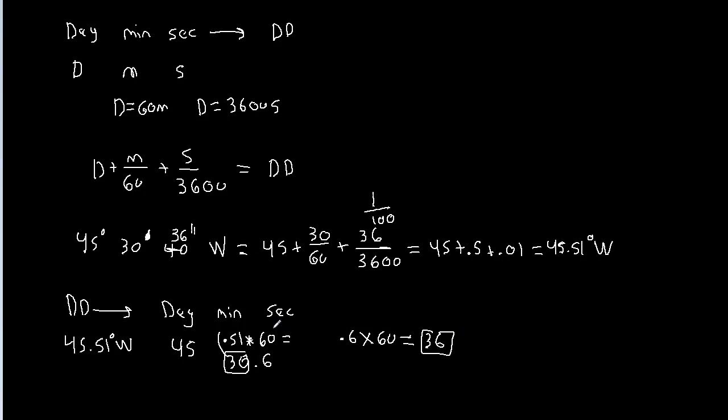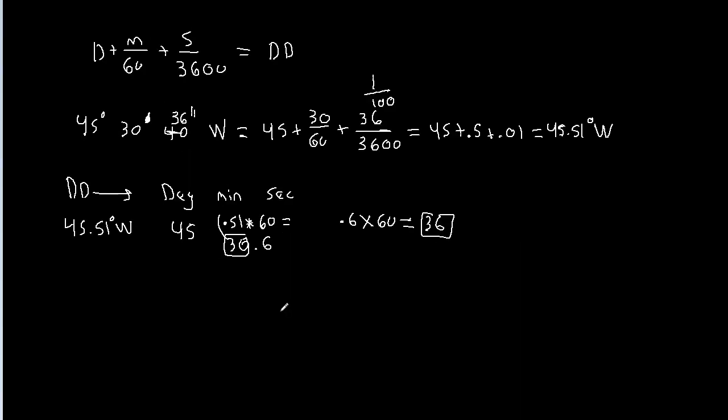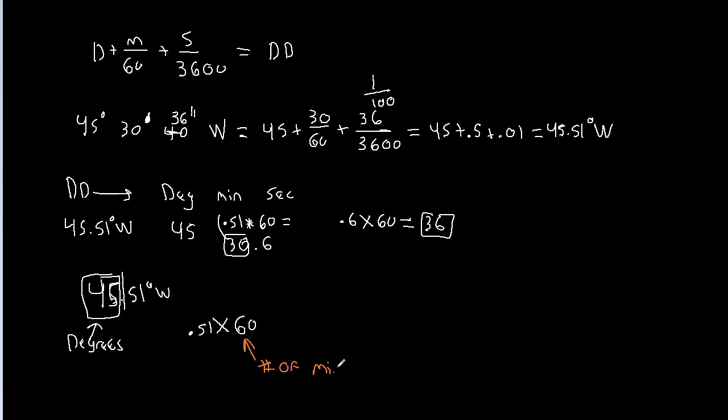To recap what we did there, because this is a little bit more confusing, let's go through this example again in a little more detail. With 45.51 degrees west, we keep the degree part whole. This is the number of degrees, and we don't have to do anything else with that. We take this 0.51, the decimal portion, and figure out how many minutes that is. So we multiply that by 60. To recap why we're using 60 here, this is the number of minutes in a degree, and this is what's left over.